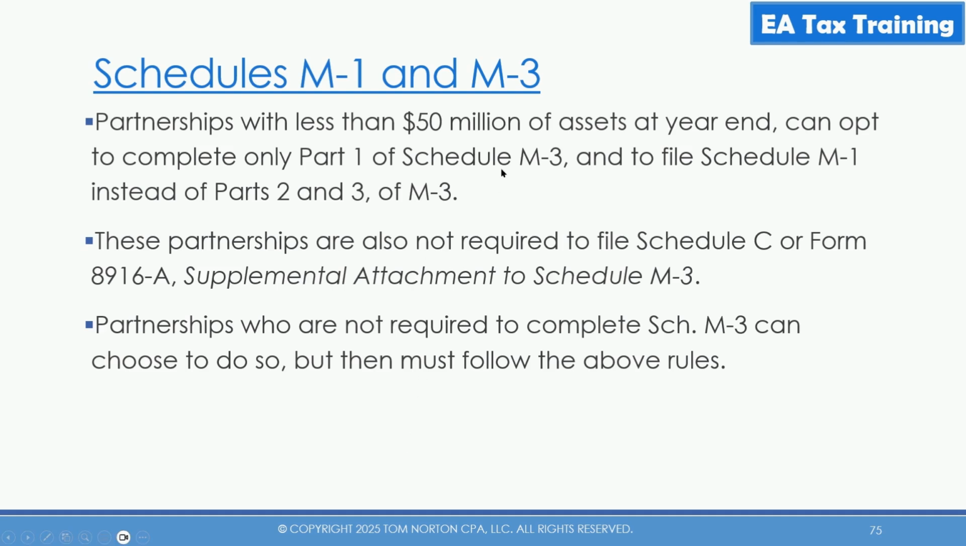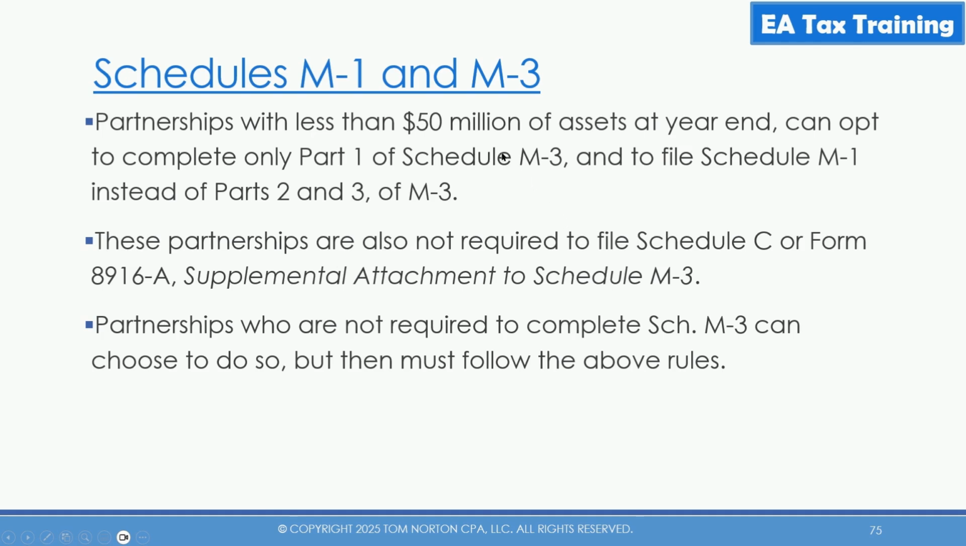Partnerships with less than $50 million of assets at the end of the year can opt to complete only Part 1 of Schedule M3. So if you meet one of the requirements and you have to file Schedule M3, but you've got less than $50 million of assets, then if you want to, you can complete only Part 1 of the M3 and then file Schedule M1 instead of Parts 2 and 3 of the M3. And we're going to look at this in a few minutes so you'll see what this means. These partnerships then are not required to file Schedule C.